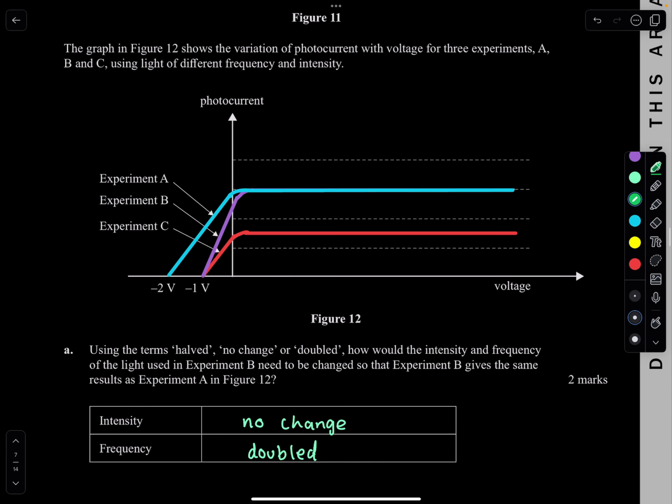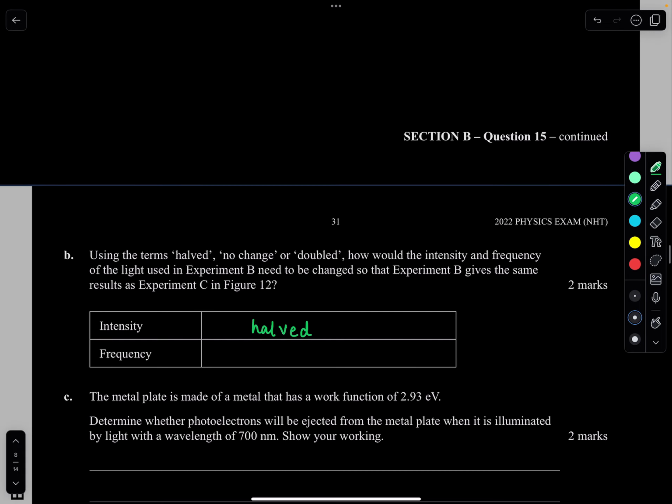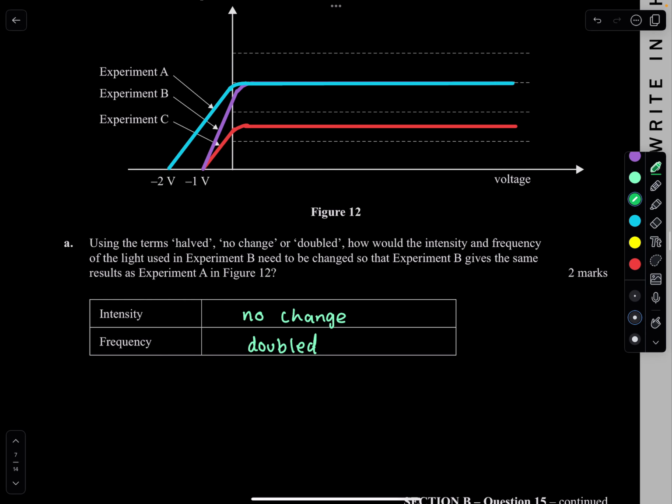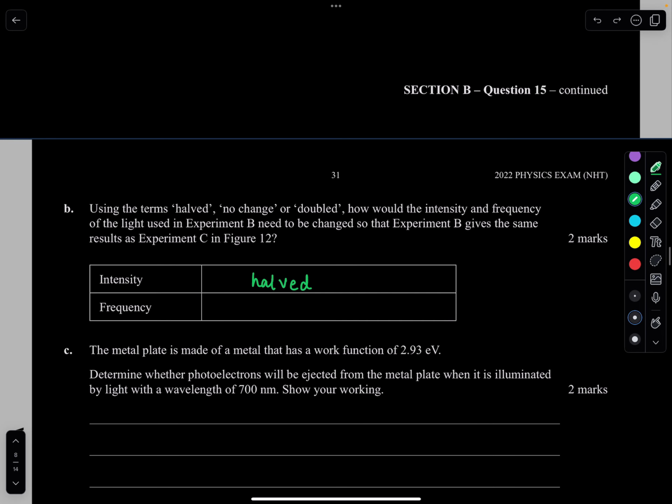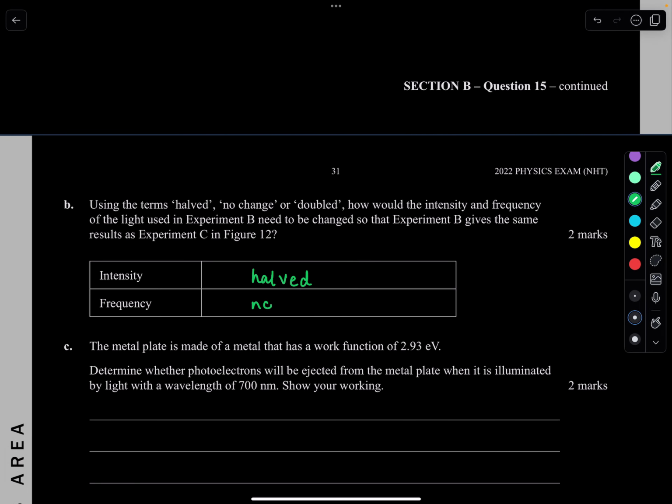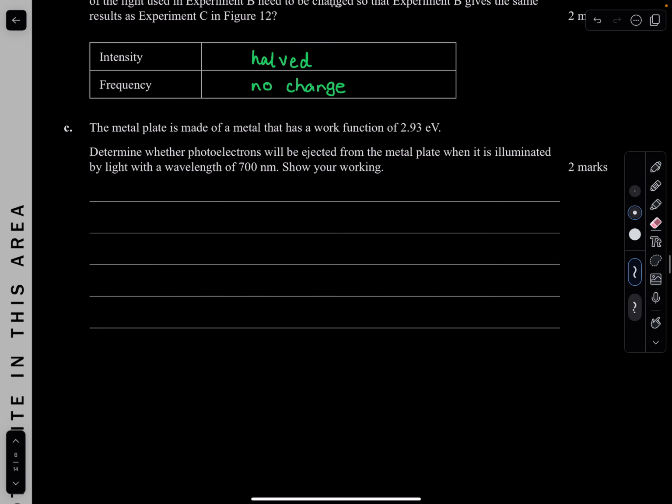What about the frequency? What about the stopping voltage? Going again from B to C, we can see they have the same stopping voltage, meaning there was no change in frequency. No change. Beautiful, and that's it.